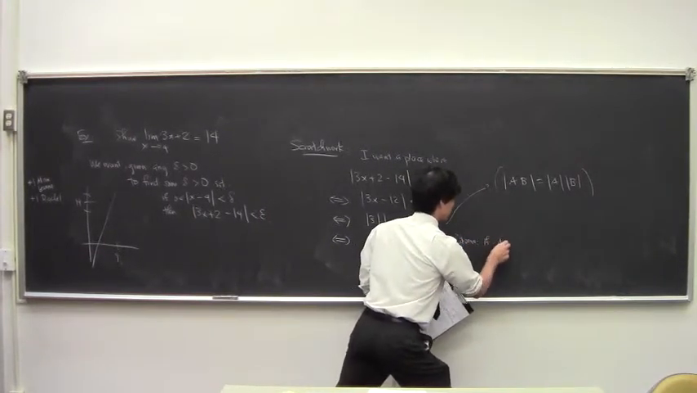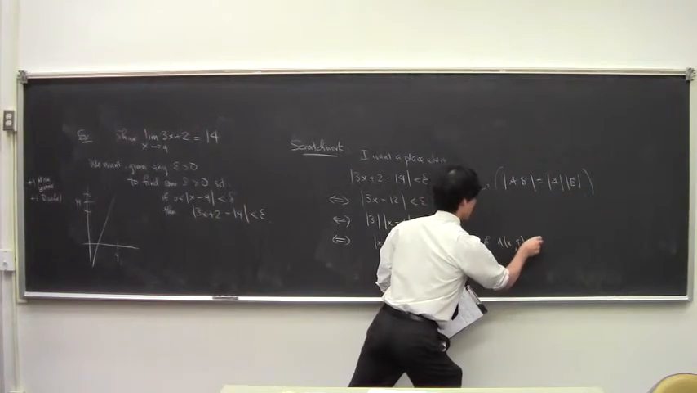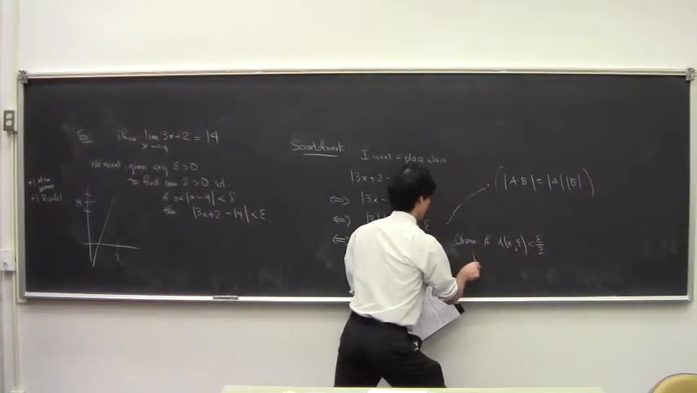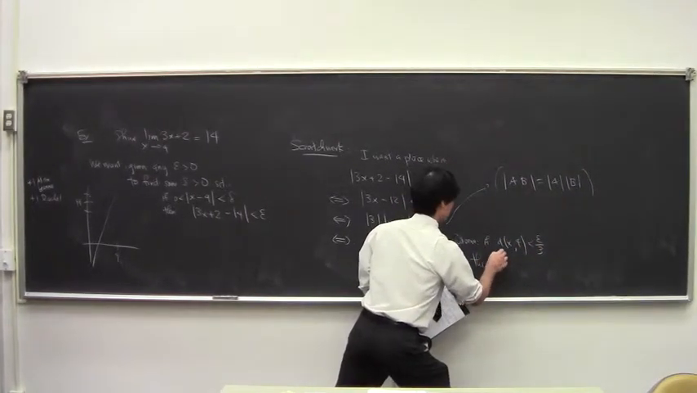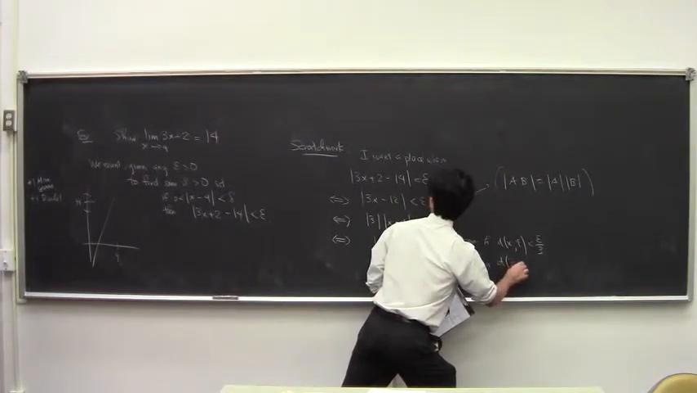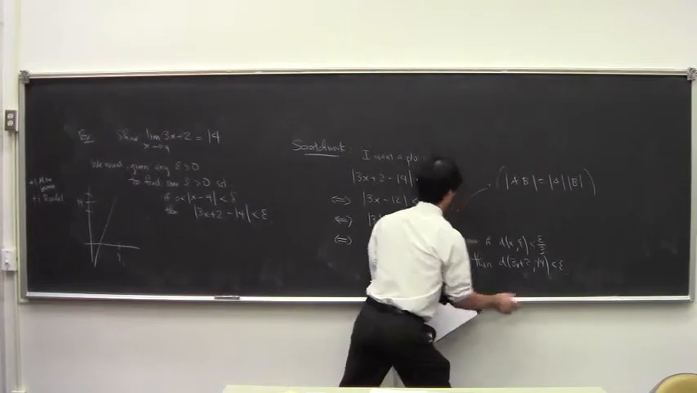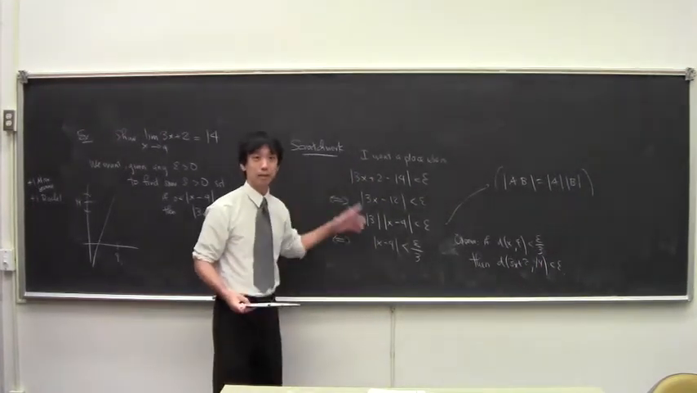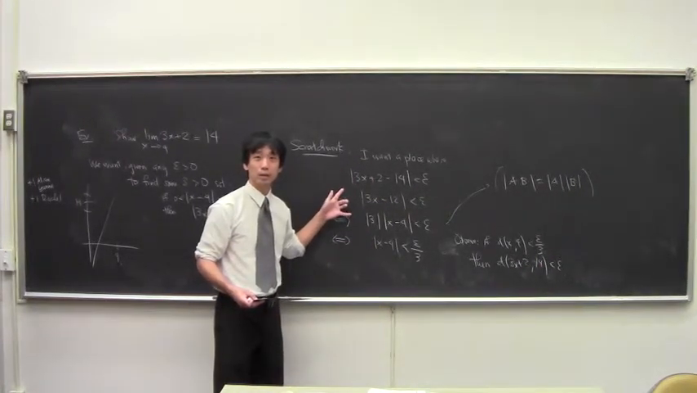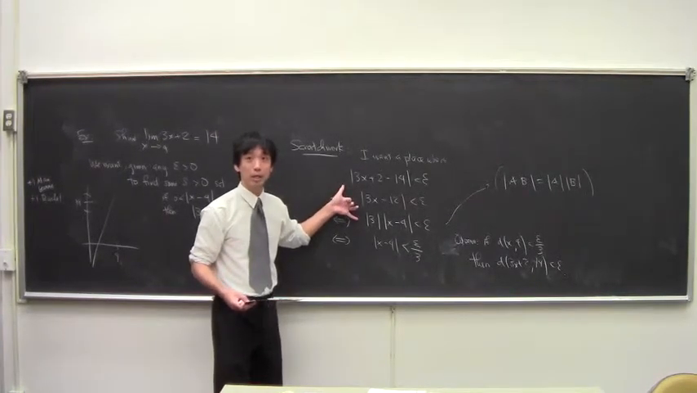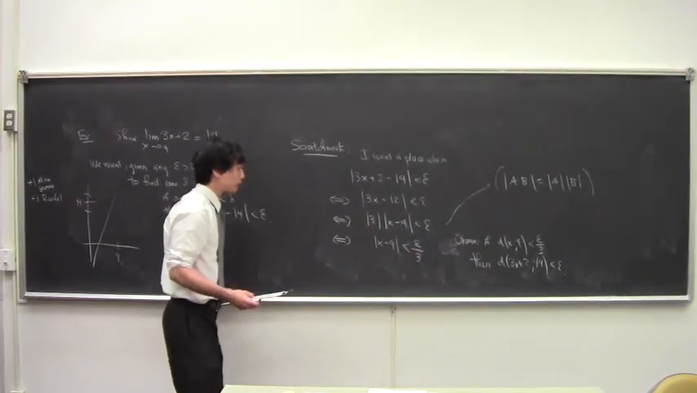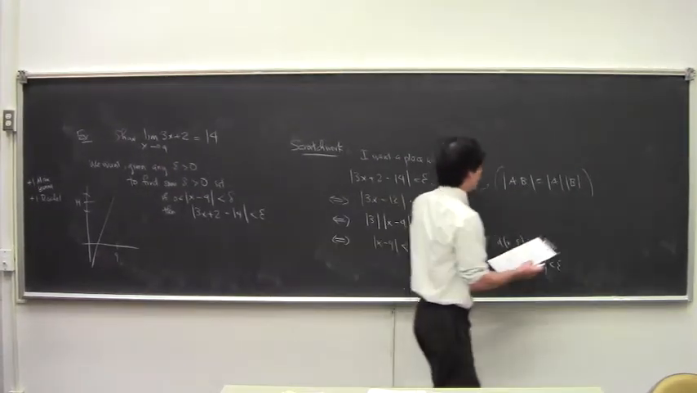if the distance of x to 4 is less than epsilon over 3, then the distance of 3x plus 2 to 14 is less than epsilon. In fact, those are exactly the same statements. So it turned out to be easy to find. So then you would write it up.